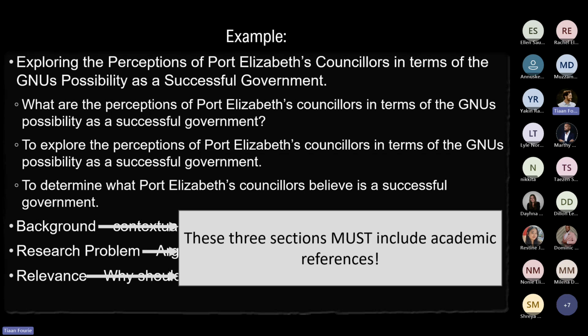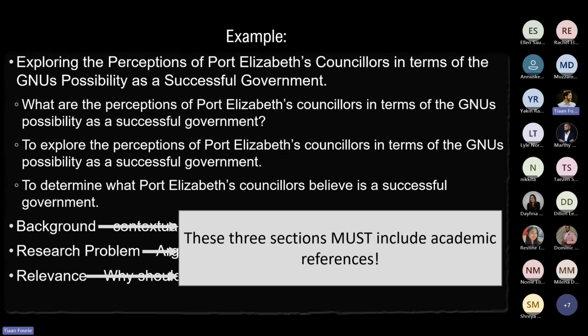Giving context to the GNU, the term GNU comes from success, and then maybe even just link it to Port Elizabeth. Research problem: I'm going to argue the reasoning for the study. Why do I want to know the perceptions of these counselors? What is the actual problem? And then why it should be studied.